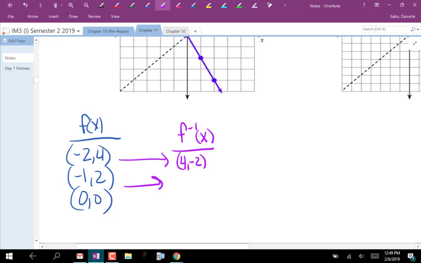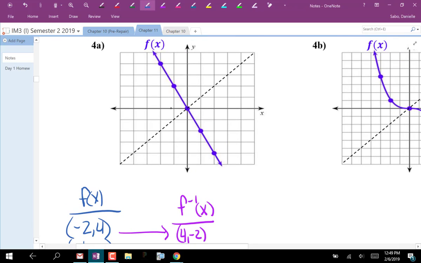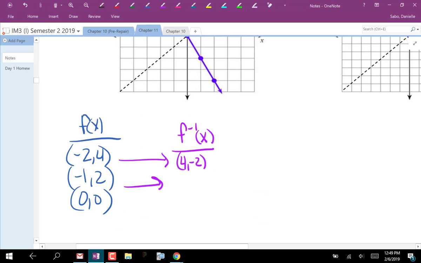Did you have a question? How did you get -2, 4, -1, 2? I got them from these points. So -2, up 4 is right here. Oh, okay. We're just taking them from the original. Yep. Okay, and then we have 2, -1, and then we have 0, 0 just becomes 0, 0.